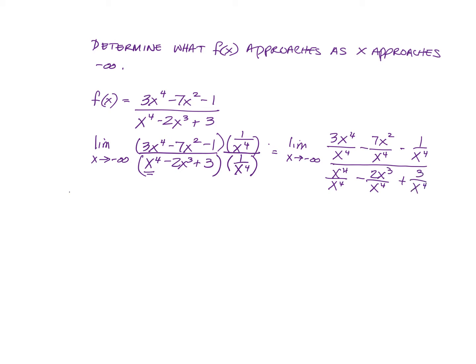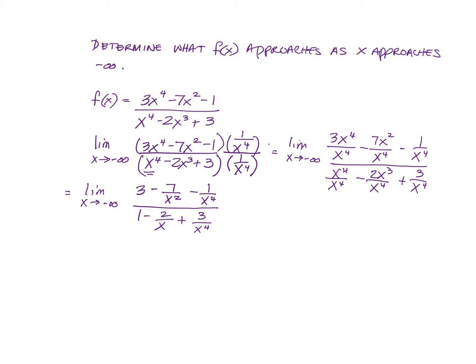Now when I simplify, we haven't taken the limit yet, have we? So I have to keep this limit here. I'm going to have 3 in that first term minus 7 over x squared minus 1 over x to the fourth, all over x to the fourth over x to the fourth, which is just 1, minus 2 over x plus 3 over x to the fourth. All right, so we're ready to take the limit now as x approaches negative infinity.